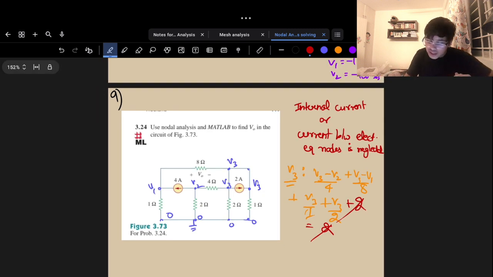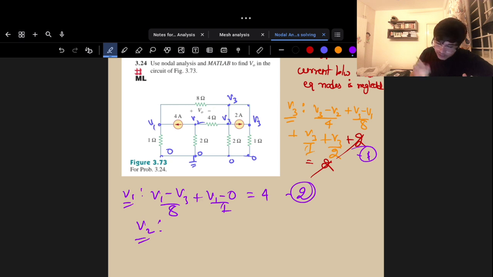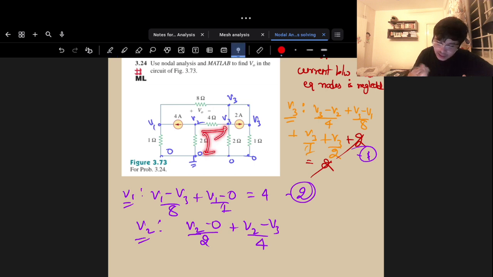Okay. Now, this is one of my equations. For V1, it's (V1 minus V3)/8 plus (V1 minus 0)/1 plus, say, my 4 amp current is entering, is equal to 4. That will be my equation number 2. And for V2, (V2 minus 0)/2 plus (V2 minus V3)/4, and this current is also leaving. So add 4 here, is equal to 0. This is my equation number 3.